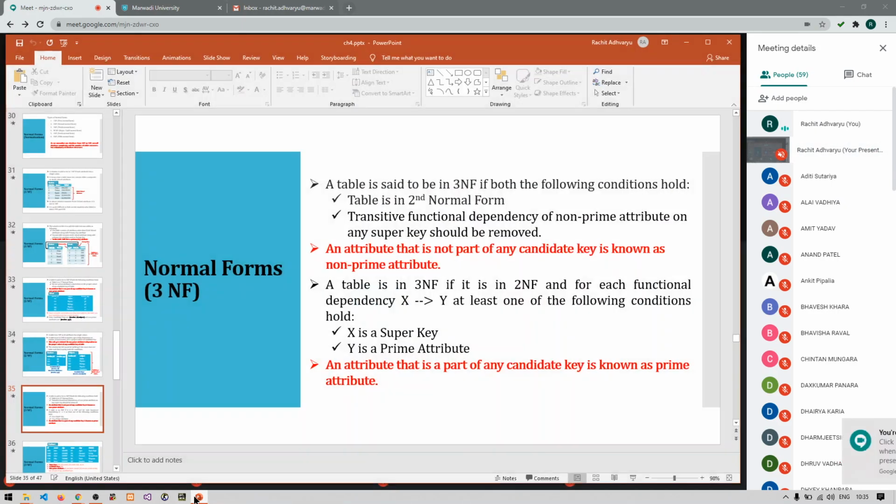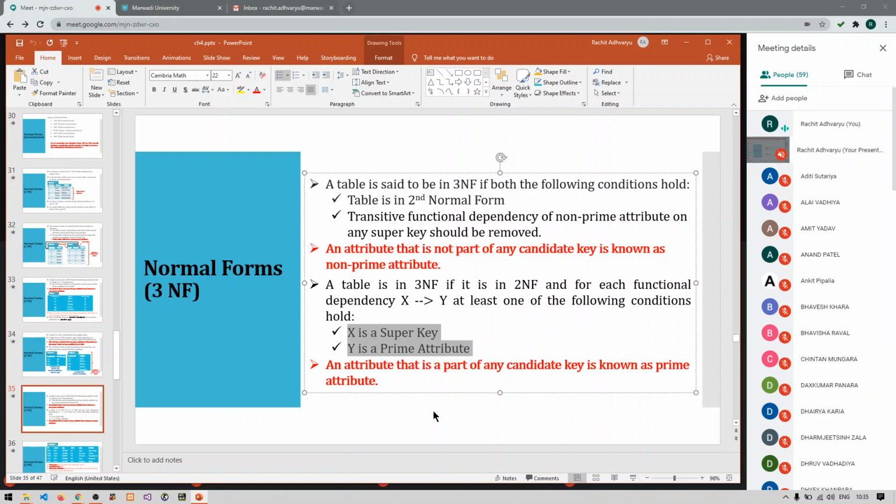Okay, so we said that if a table is to be converted into third normal form, then we need to try to remove the transitive dependencies on superkeys, or we can just check these conditions. If there is a functional dependency from X to Y, then either X should be a super key or Y should be a member of a candidate key, or both. If any of these three conditions is satisfied, then we can say that our table is in third normal form.